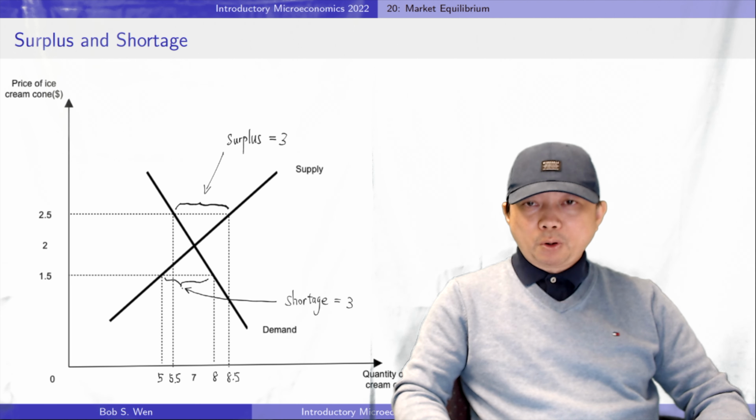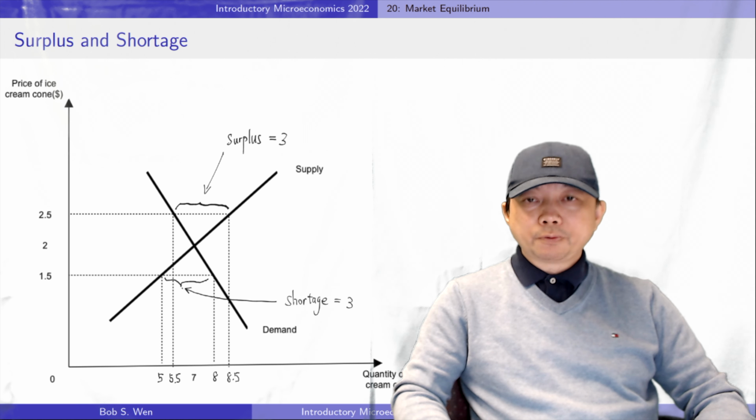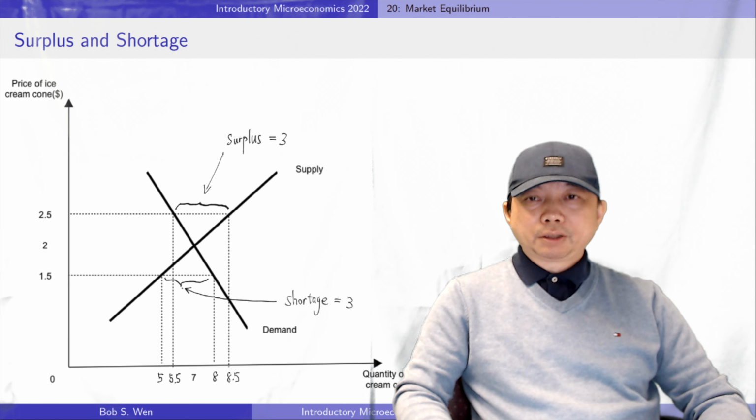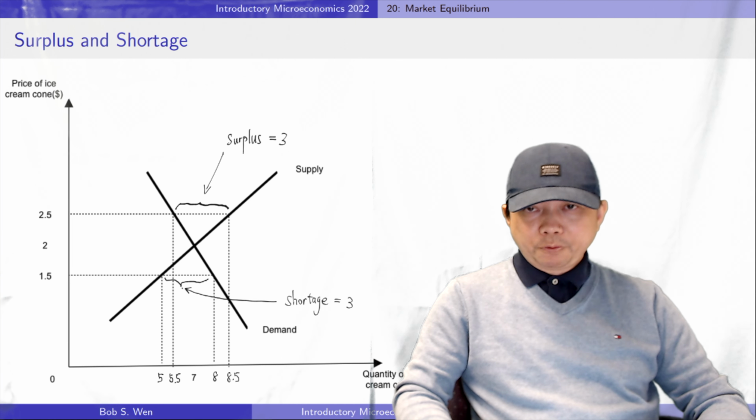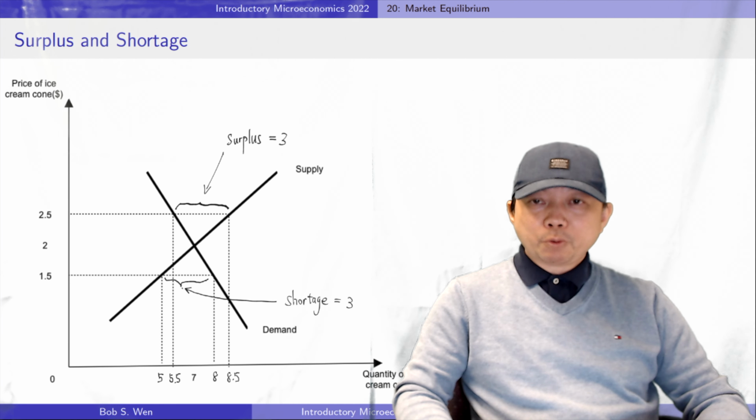Sellers can respond to the shortage by raising the ice cream's price without losing sales. The price increase causes the quantity demanded to fall and the quantity supplied to rise. The changes represent the movement towards the market equilibrium along the supply curve and the demand curve.